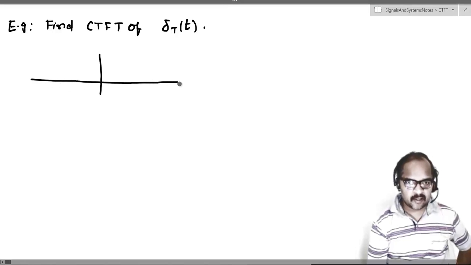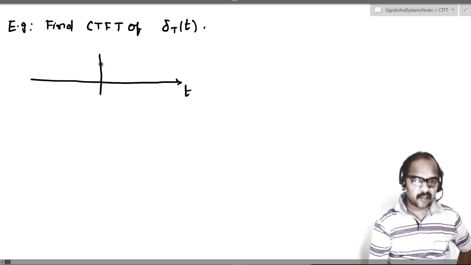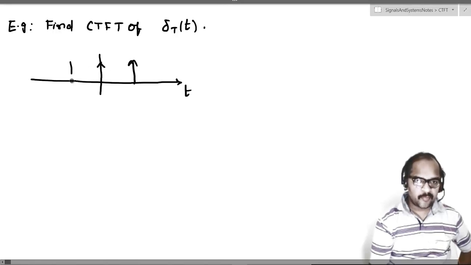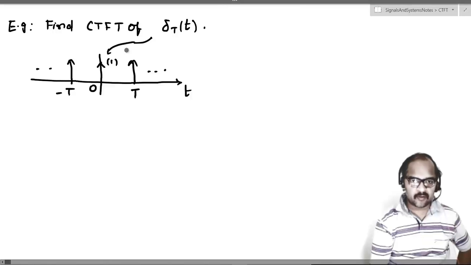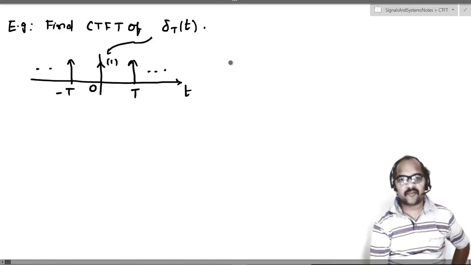So delta T of t is what? It's a periodic impulse train, right? So minus T, 0, T, and so on. So this is our delta T of t, with each Dirac delta with strength how much? 1. So that is the plot of delta T of t.